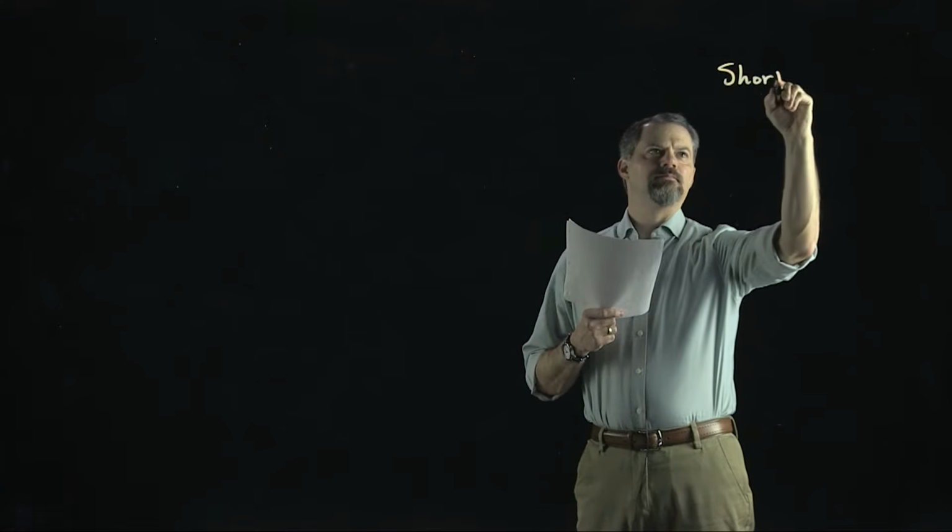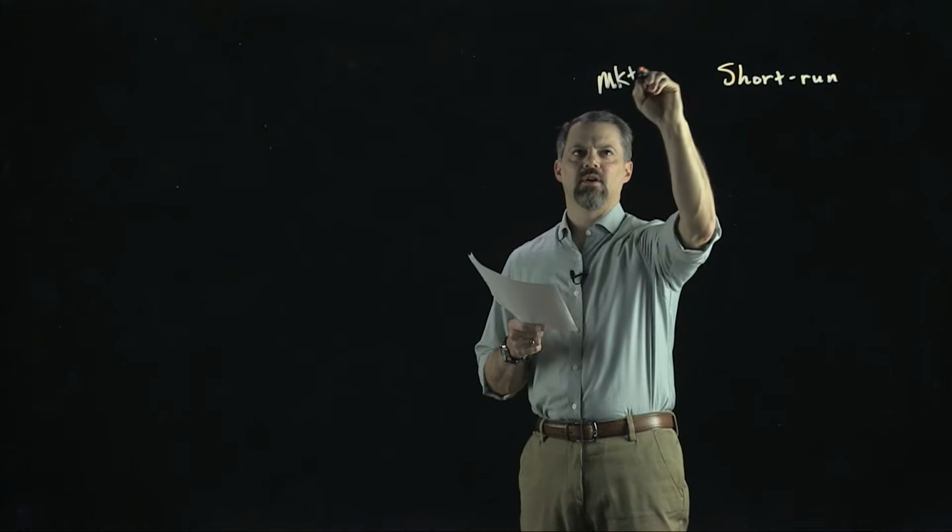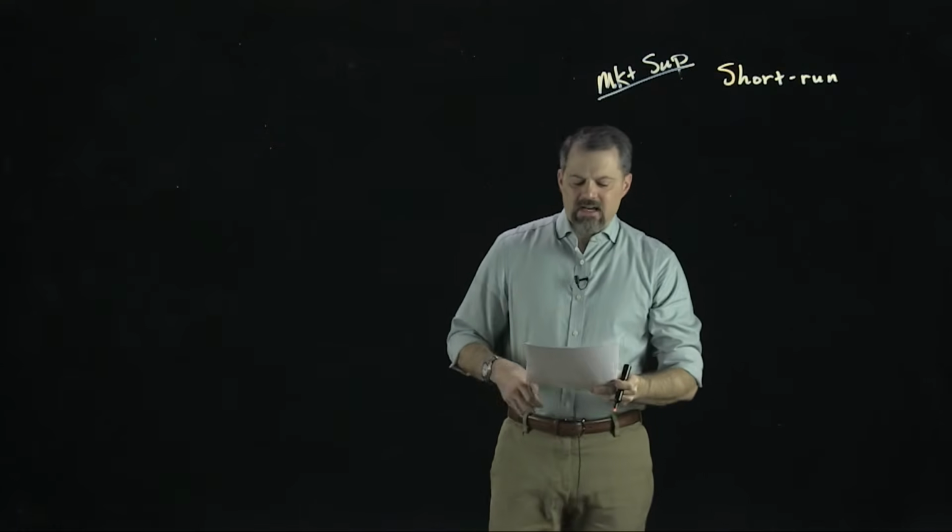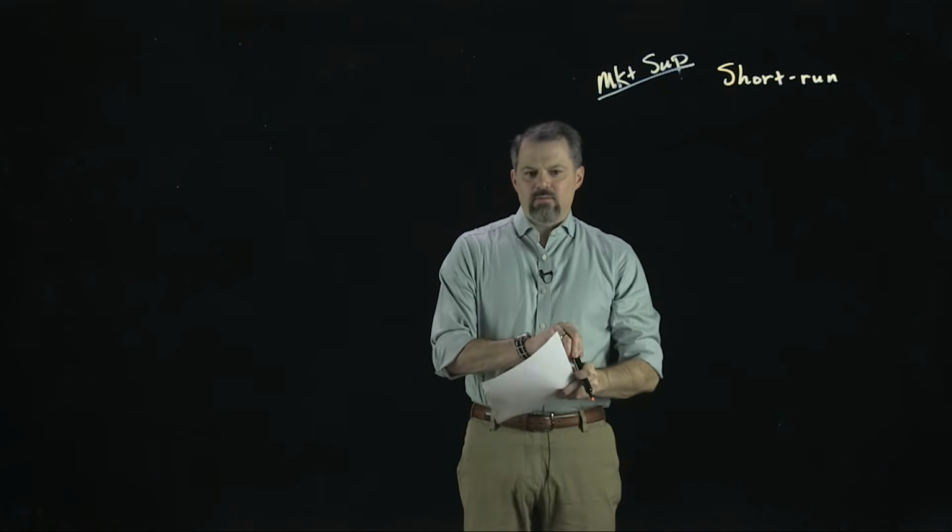So we're going to start with the easy case, and we're going to think about what the market supply curve looks like in the short run in a competitive market. So let's start by thinking about the short run. And keep in mind here, we're after the market supply. So let's just put market supply up here. That's what we're after. The nice thing about the short run is that we know that the number of firms is fixed in the short run.